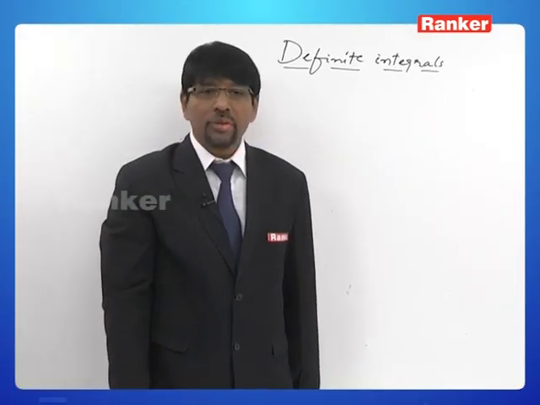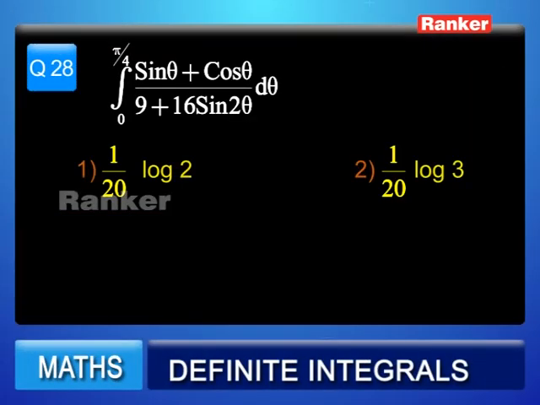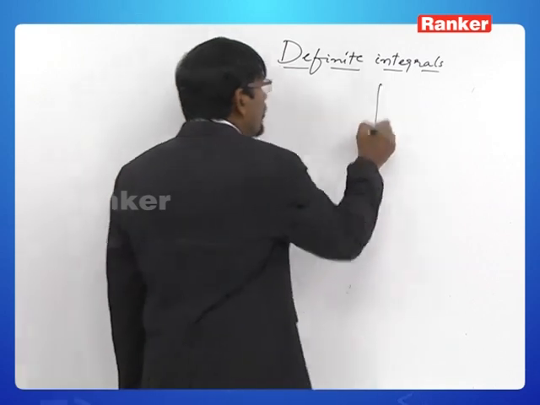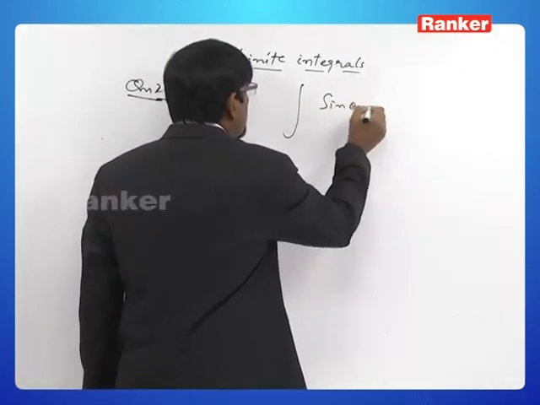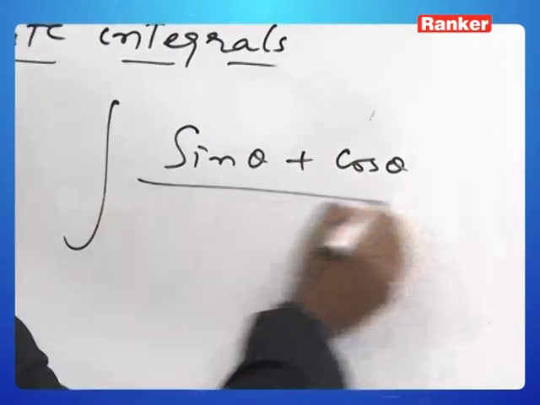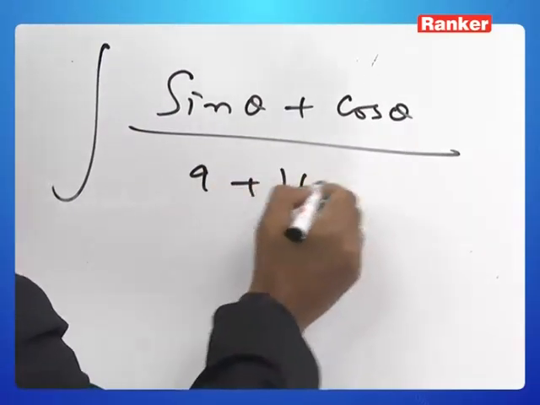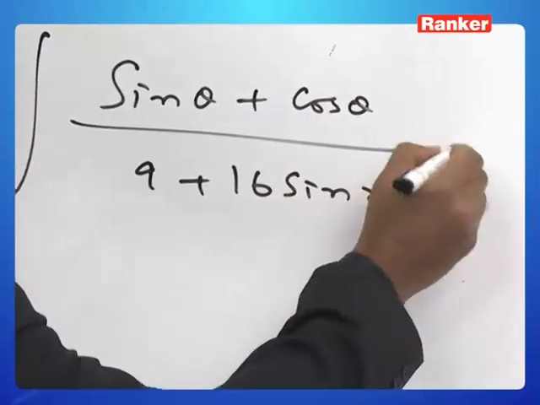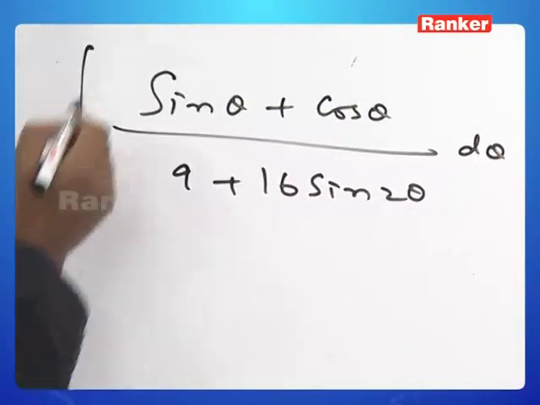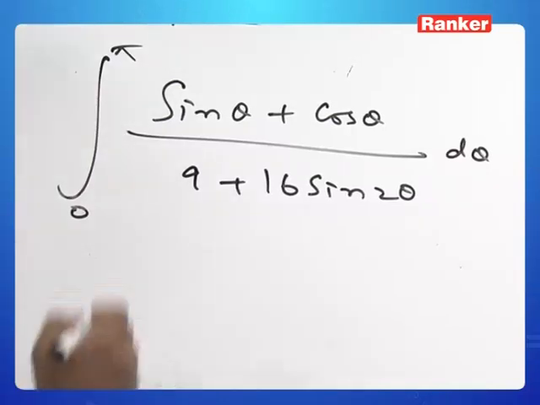Let us move on to the next question, question number 28. Integral 0 to pi by 4 of sin theta plus cos theta by 9 plus 16 sin 2 theta d theta is equal to: first option 1 by 20 log 2, second option 1 by 20 log 3, third option log 3 and fourth option log 2. We have the integral of sin theta plus cos theta by 9 plus 16 sin 2 theta d theta, 0 to pi by 4.